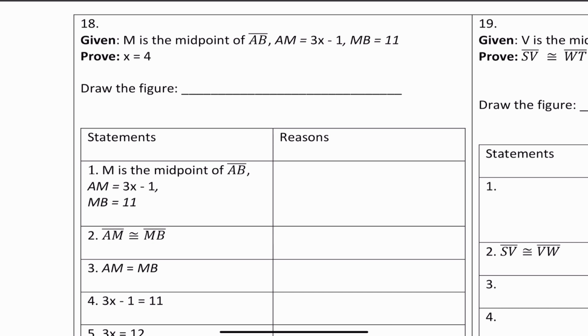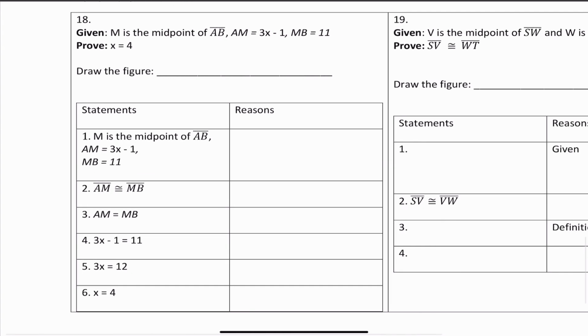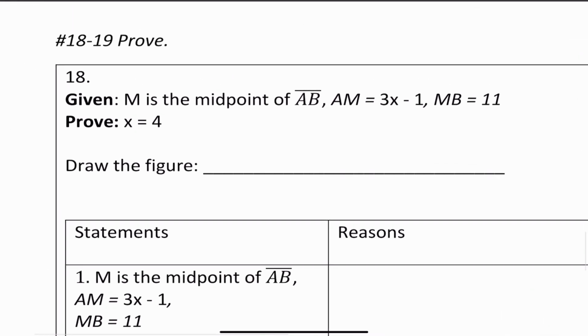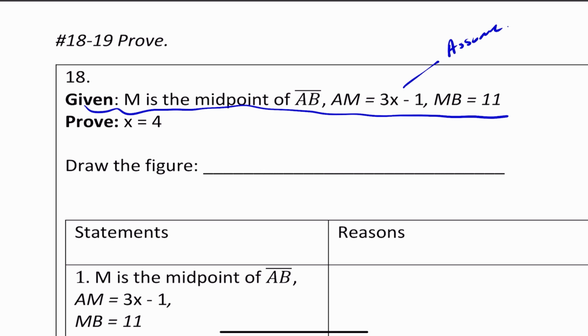Okay, this is how I like to do my proofs. I'm not going to look at the reasons or the statements. I'm going to draw my picture and figure out my game plan from there. So given that M is the midpoint of segment AB, AM is 3x minus 1, and MB is equal to 11, these are the things that I can assume. So I'm going to draw the picture. Here is segment AB, and M is the midpoint.